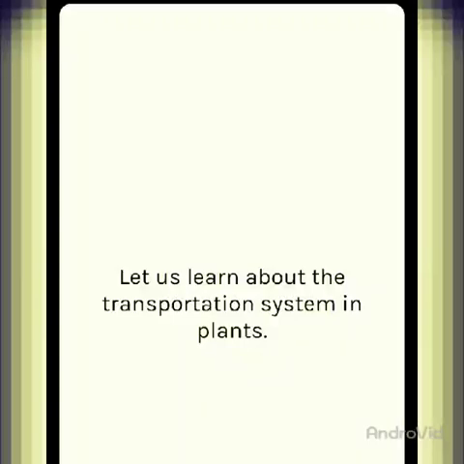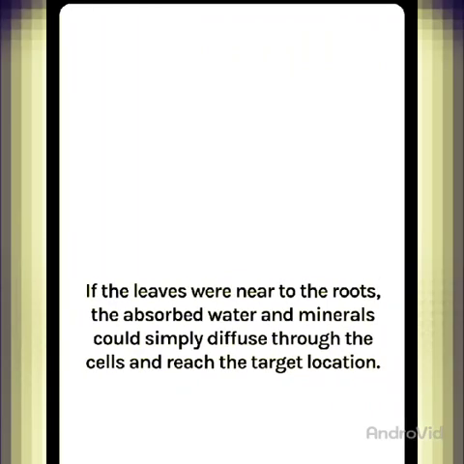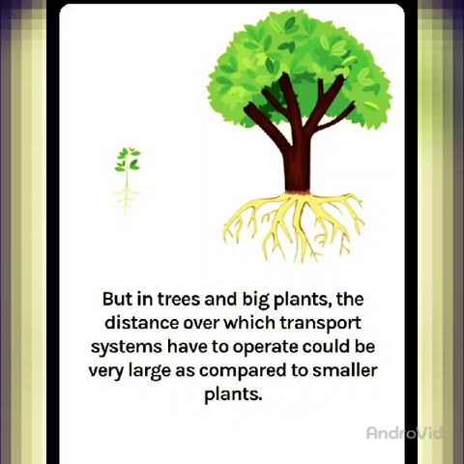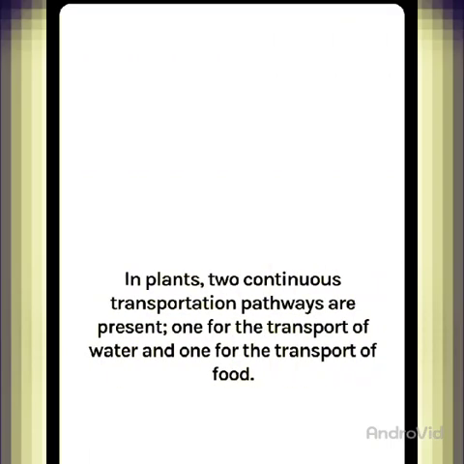So let us start with the transportation system in plants. If the leaves were near to the roots, the absorbed water and minerals could simply diffuse through the cells and reach the target location. Did you think? But in trees and big trees, the distance over which transport systems have to operate could be very large as compared to smaller plants. Here you can see one is the smaller plant and the second is the big plant.